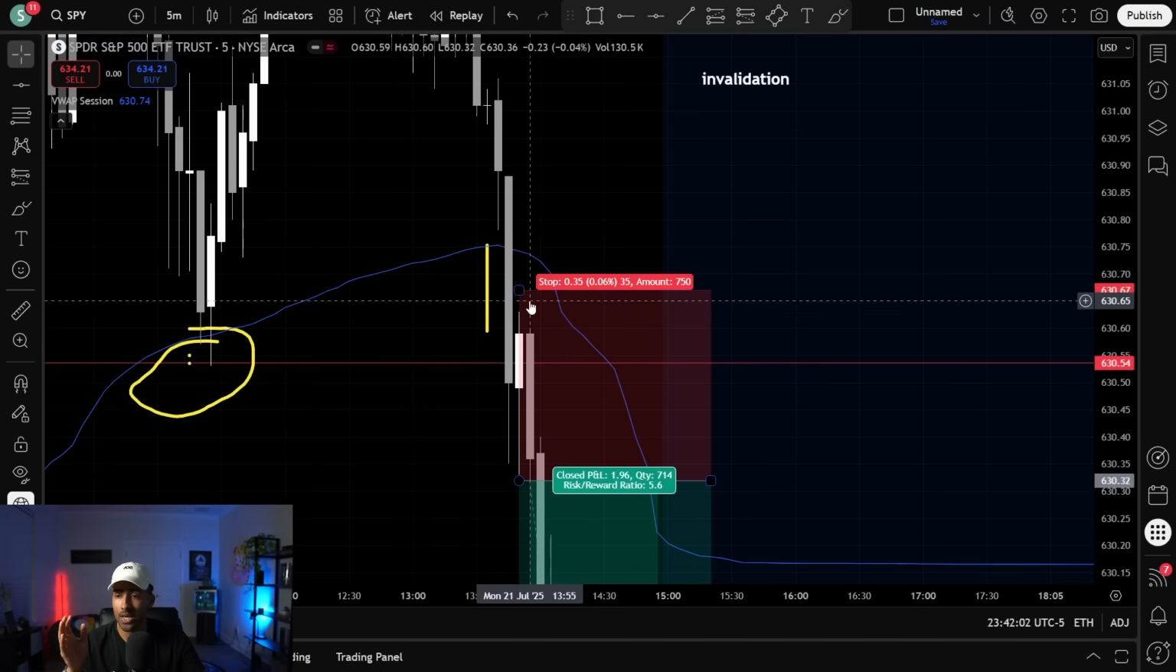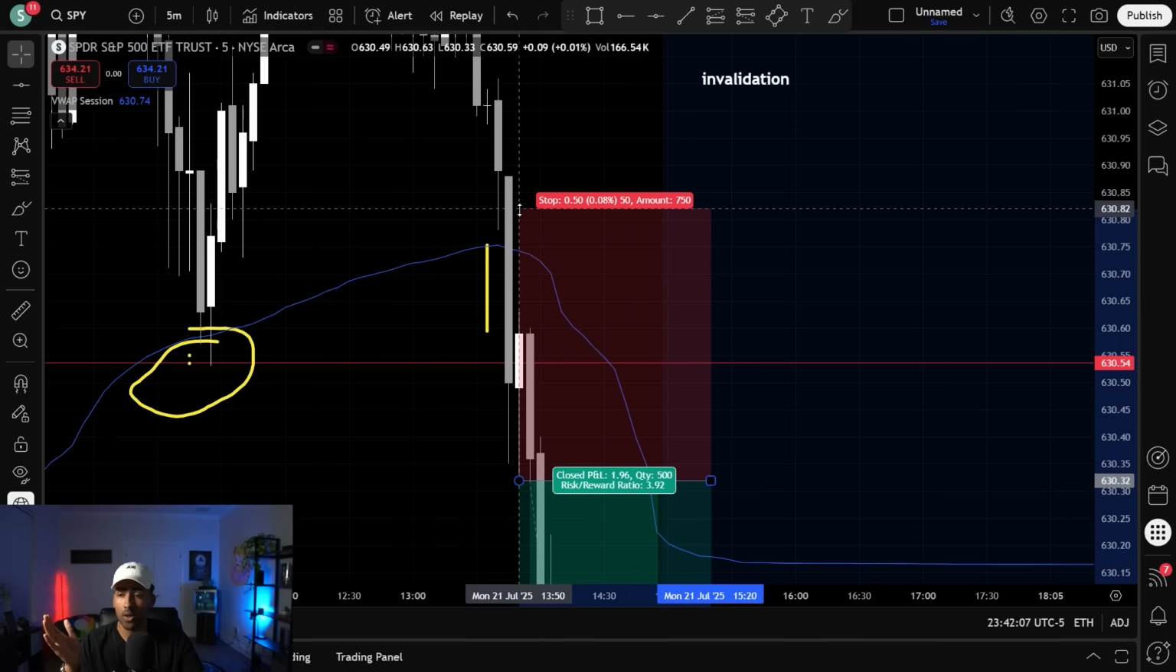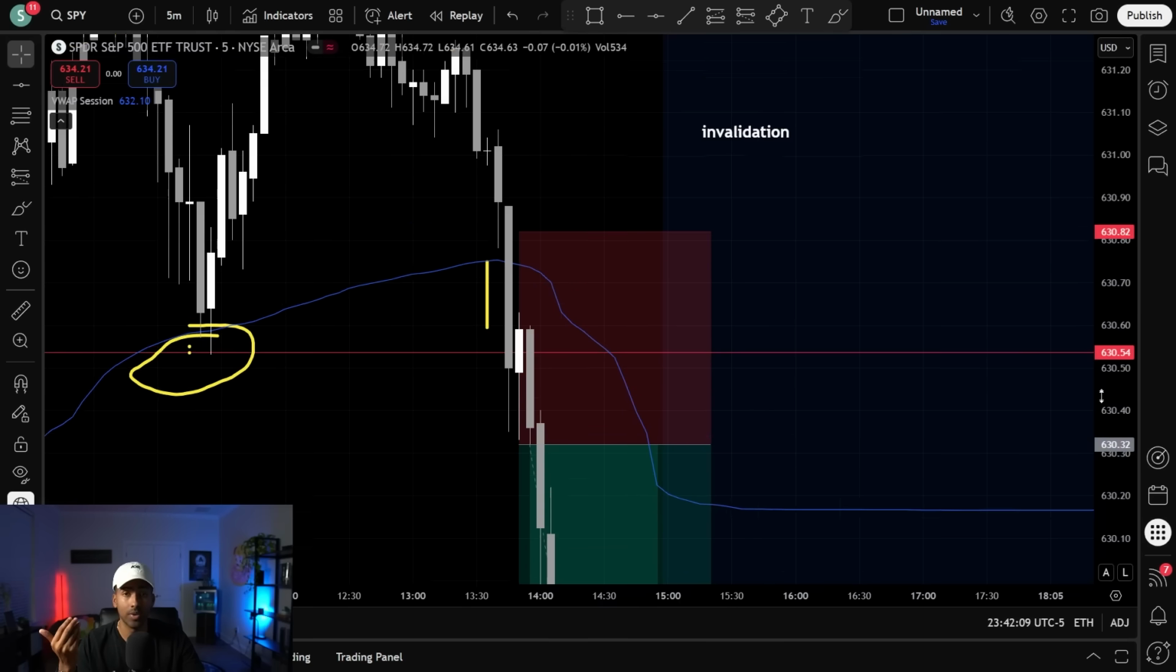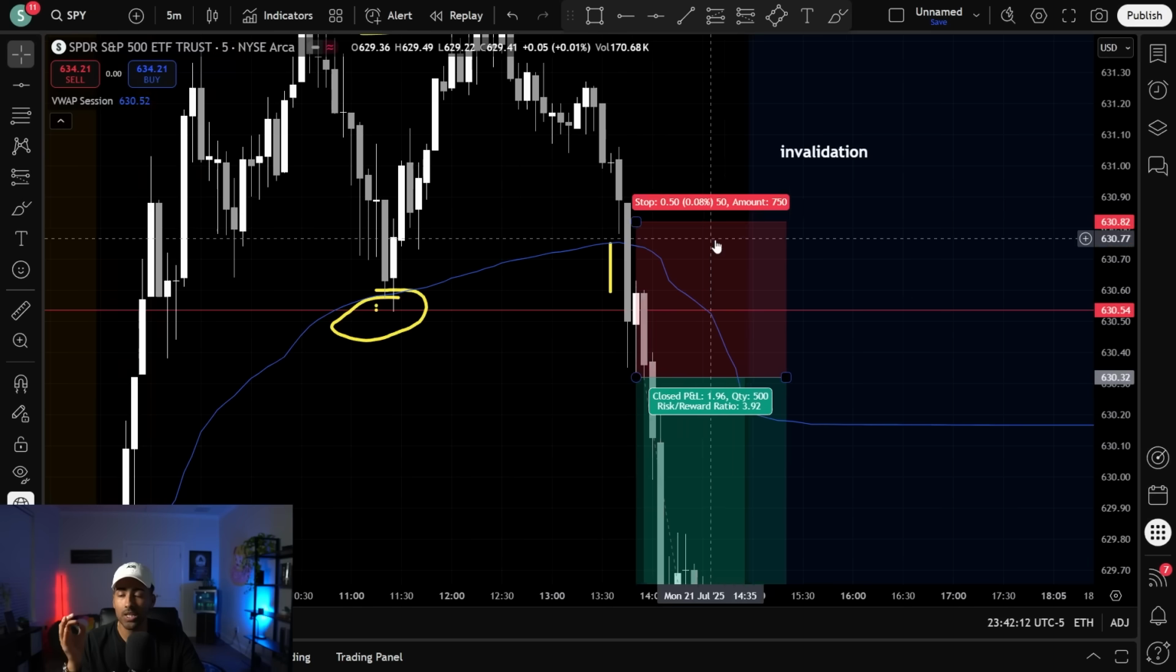So there's a few different ways that you can say it. First is highs. If we break highs, we could say, this is probably not going to go our way. The second will be over VWAP. This just depends on your risk. But this is an invalidated trade at this point.